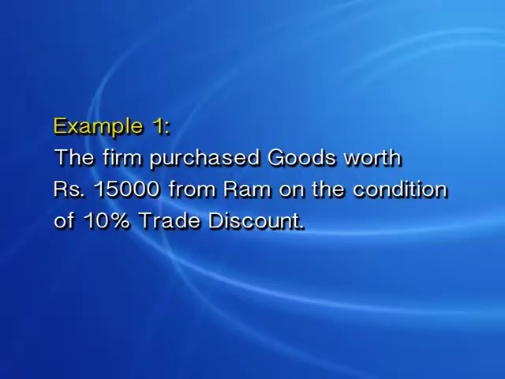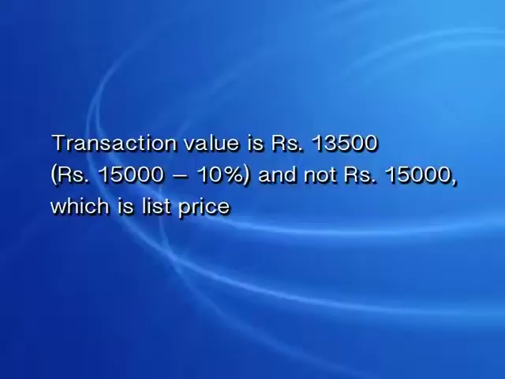Let us say the firm purchased goods worth rupees 15,000 from Ram on the condition of 10% trade discount. As we discussed, trade discount is a dummy discount and hence it is not to be recorded. So, the transaction is a simple credit purchase transaction. What is important to note is the transaction value is 13,500 rupees, that is 15,000 minus 10% of trade discount, and not the 15,000 rupees which is list price.